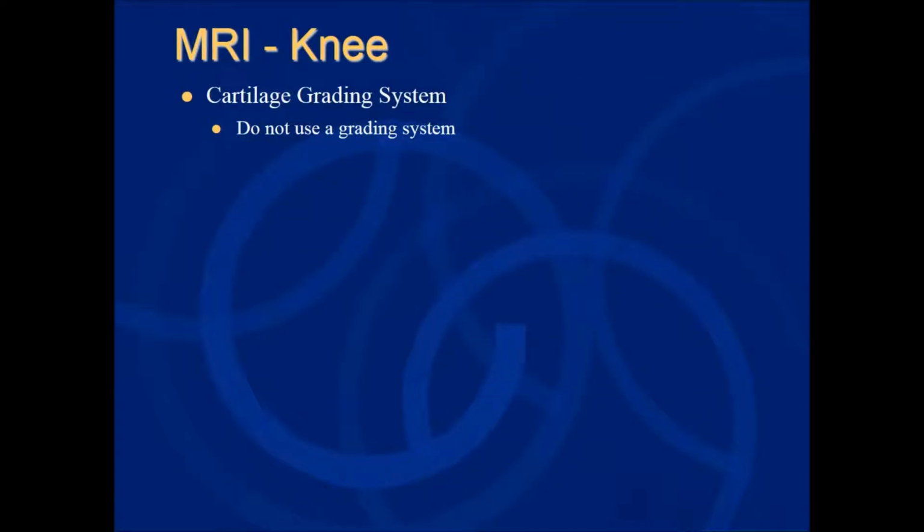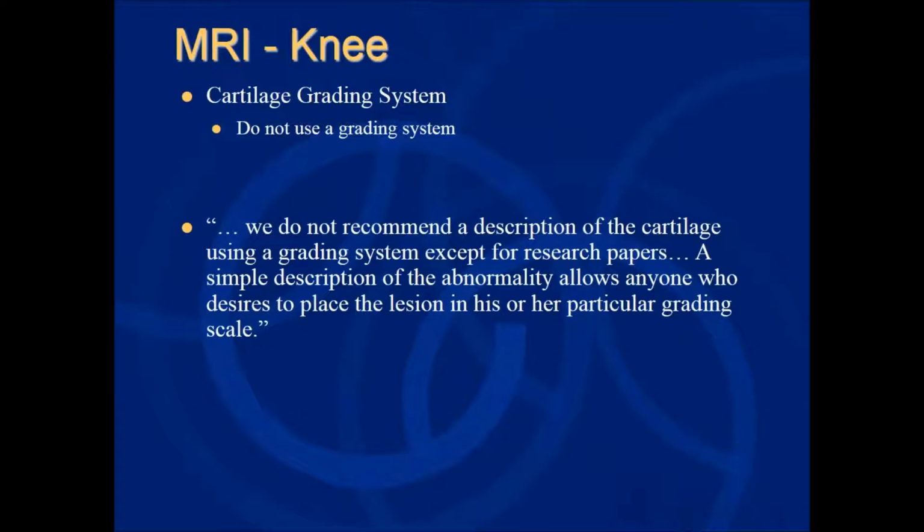Moving on to cartilage abnormalities. As far as cartilage grading systems, I'm going to include a quote here from the musculoskeletal MRI Helms textbook. We do not recommend a description of the cartilage using a grading system except for research papers. A simple description of the abnormality allows anyone who desires to place the lesion in his or her particular grading scale. Basically meaning that what you should learn is the abnormalities that are important to the different types of grading systems. Use them, describe the abnormalities with these terms, and let the person who is reading your report decide which grading system to use.